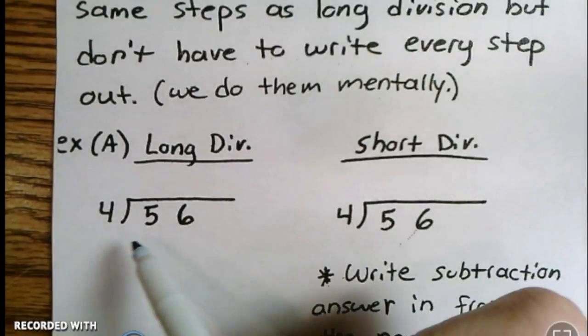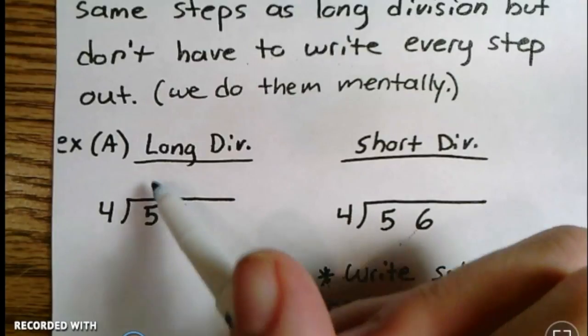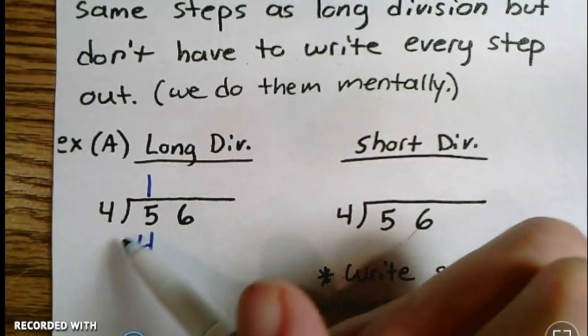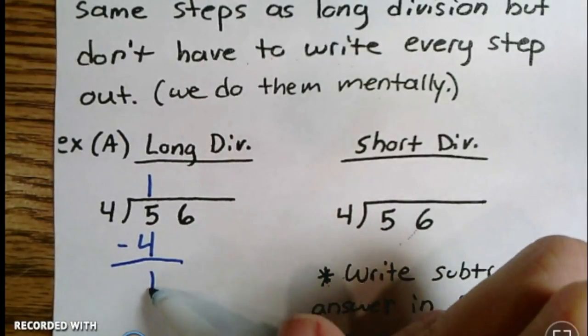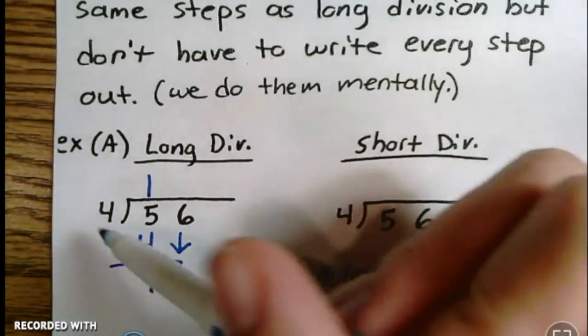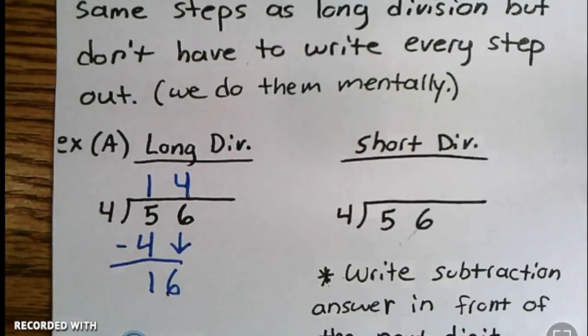So for long division, I'm dividing 56 by 4. 4 goes into 5 one time. 1 times 4 is 4. 5 minus 4 is 1. I'm going to bring down my 6. 4 goes into 16 4 times. So my answer is 14, or my quotient is 14.